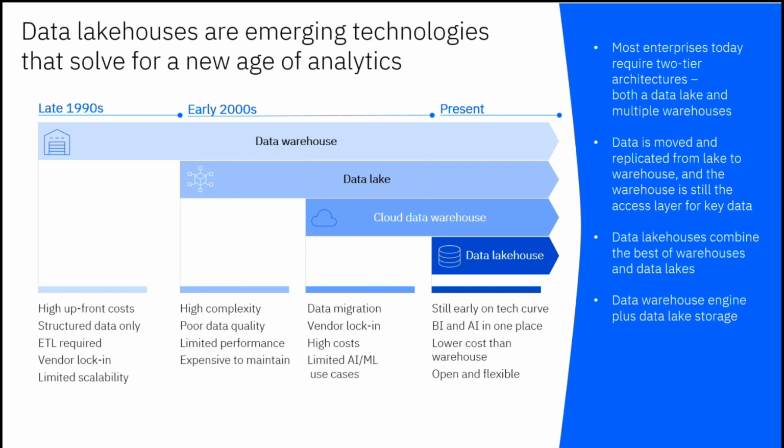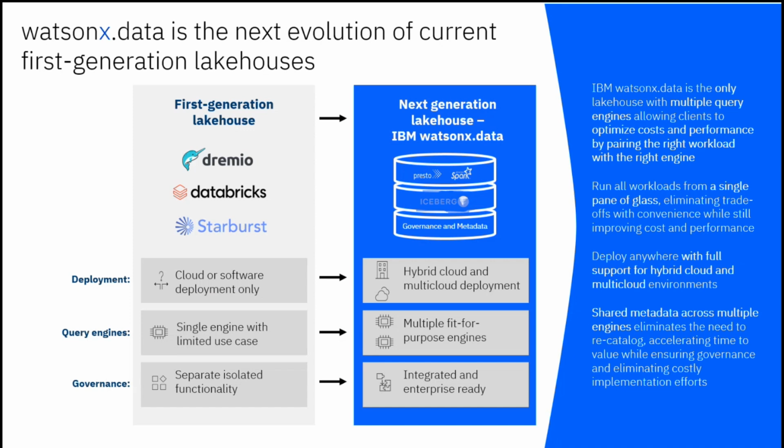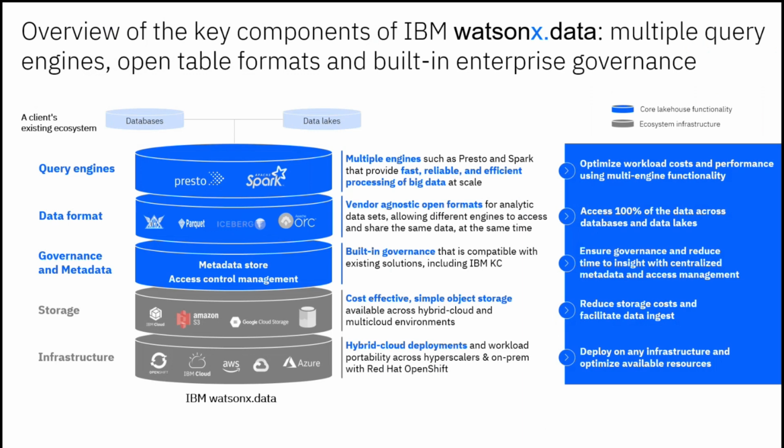And now we ended up with data lakehouses, and IBM's watsonx.data is an evolution of the first gen lakehouse offerings. By being able to deploy on hybrid cloud and multi-cloud, you have multiple fit for purpose engines such as Presto and Spark, so they are optimal for your AI, BI, and machine learning workloads. And then there's built-in governance with capabilities to automatically enforce policies. And here's an overview of the key components of watsonx.data.